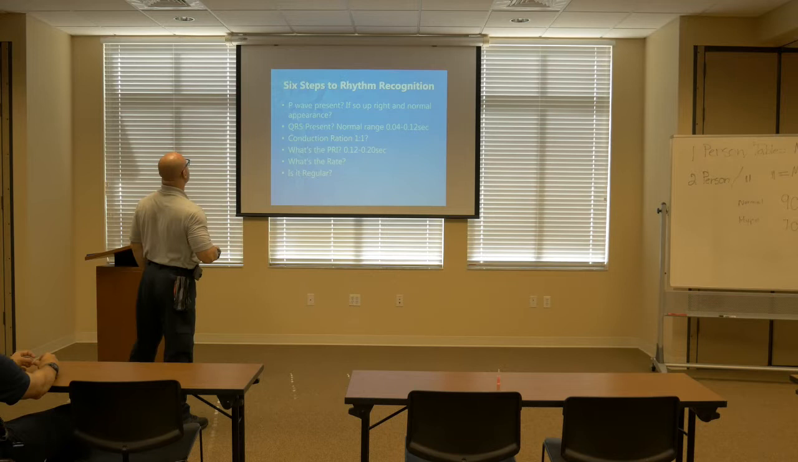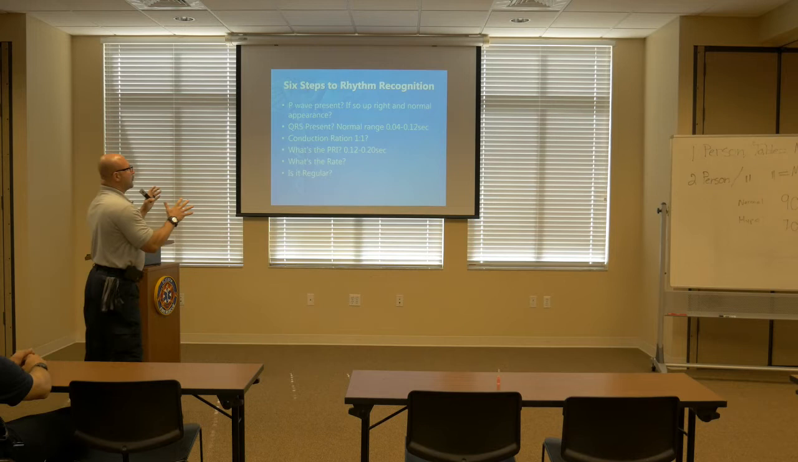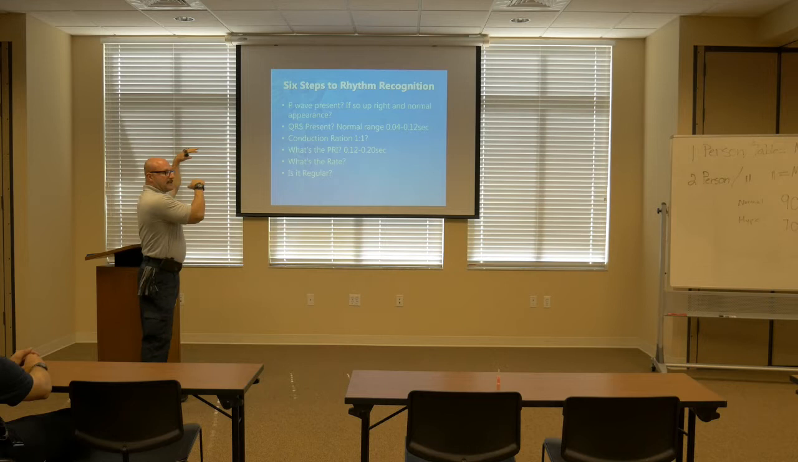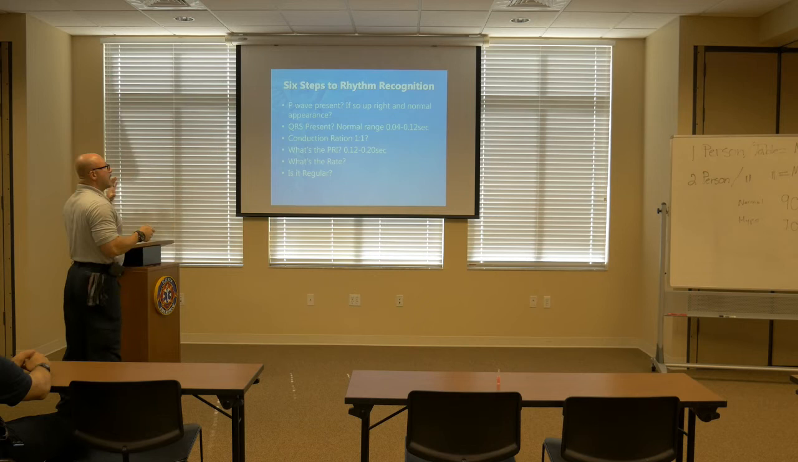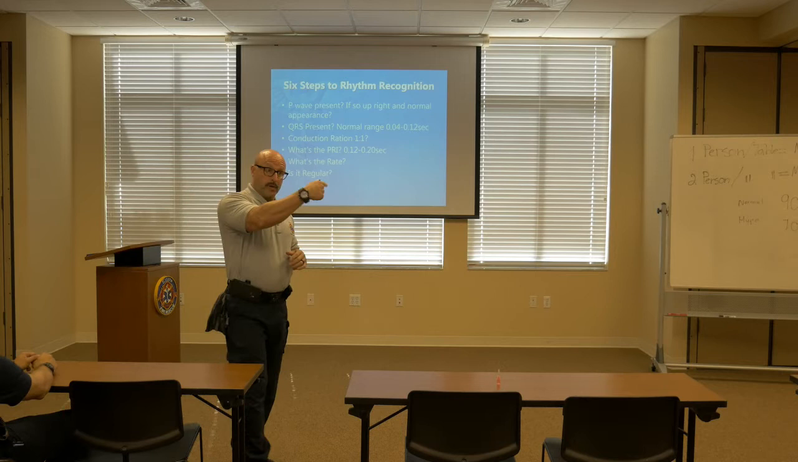No? All right. So the six steps to rhythm recognition. Every time you find an EKG rhythm, you should do a systematic approach, and to this day, I still do this. If you follow these six steps and don't jump around, you'll be able to know what rhythm you're looking at. You have to commit to memory that the QRS complex is 0.04 to 0.12 seconds, and the PRI is 0.12 to 0.20. You have to know those two, because if not, you don't know.